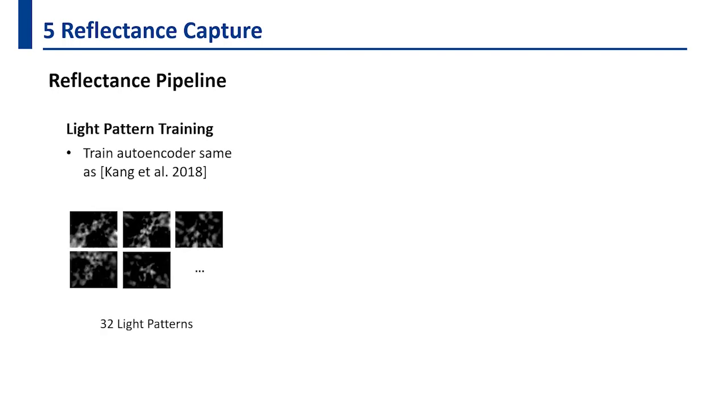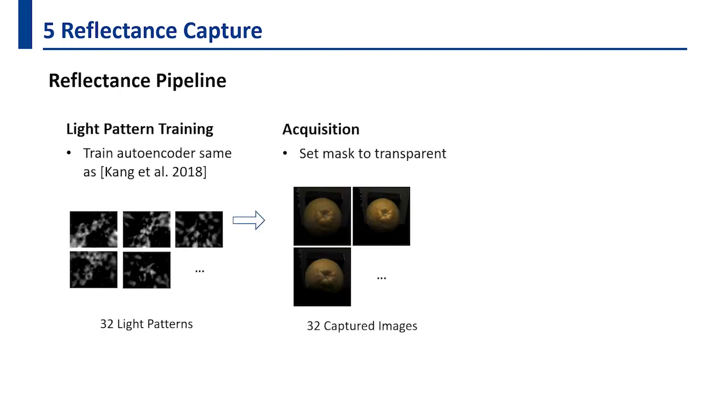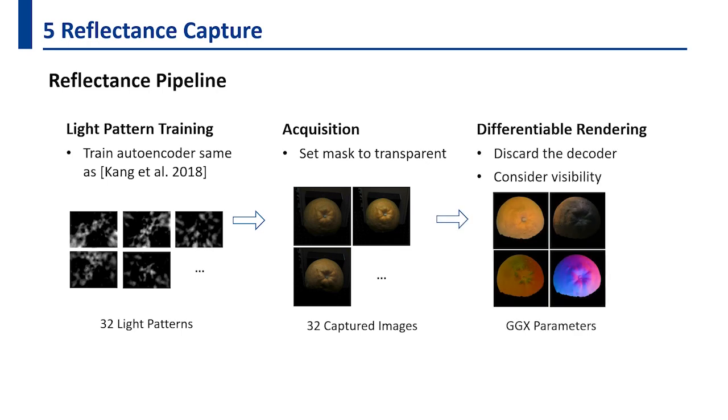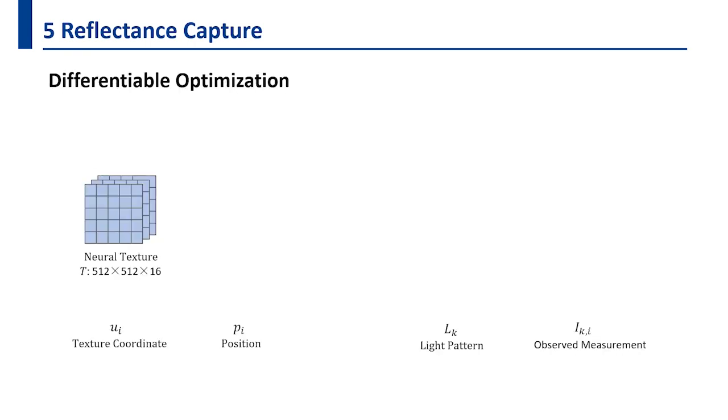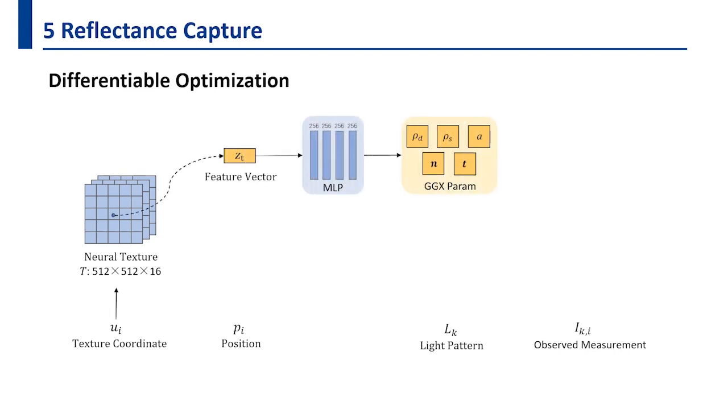Our reflectance pipeline consists of 3 steps. First, we pre-train 32 light patterns, next capture the object under these light conditions. Then we discard the decoder and optimize the reflectance based on differentiable rendering. For each image pixel, we can look up its texture coordinate to bilinearly sample the neural texture to obtain a feature vector.